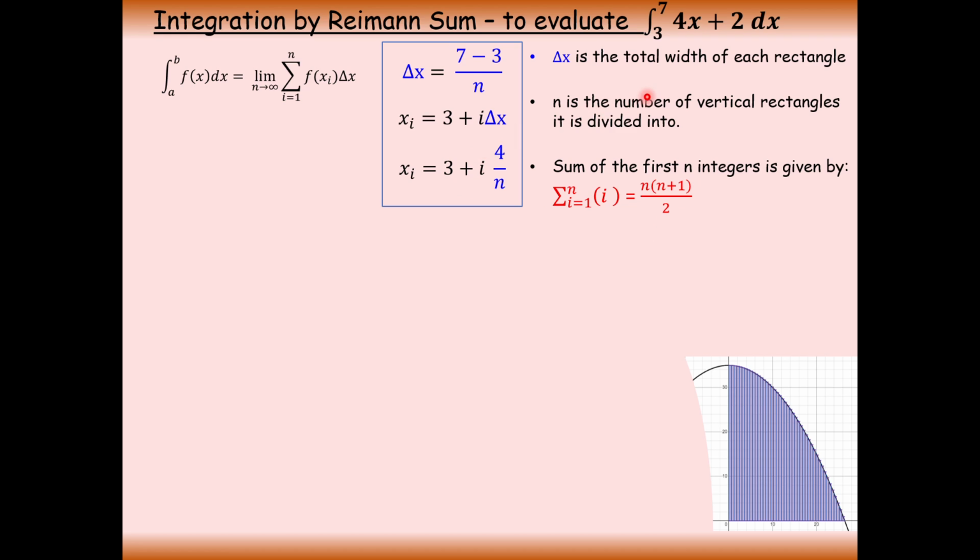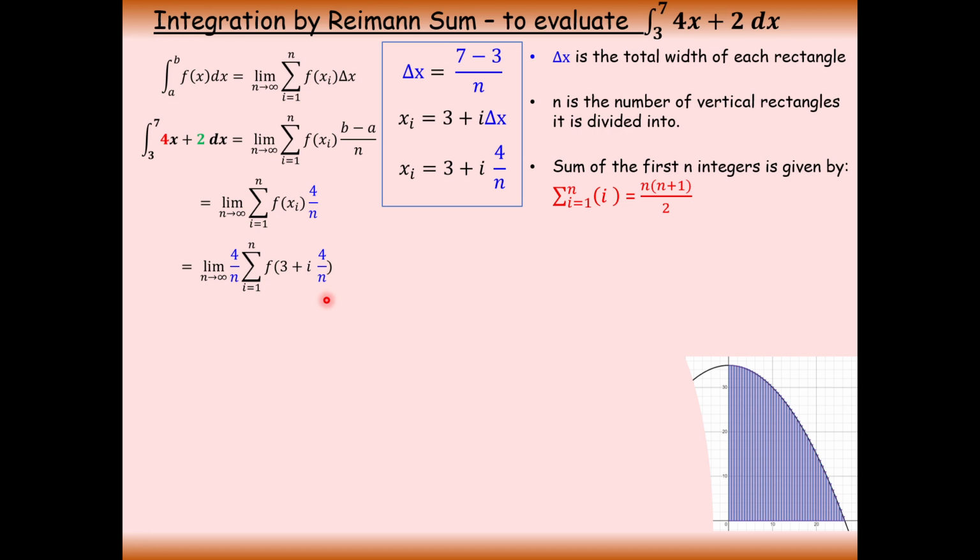So what we have is the function 4x plus 2, and this fraction here is just basically that delta x there. So 4 over n will come outside of the summation here, and once again inside the summation.